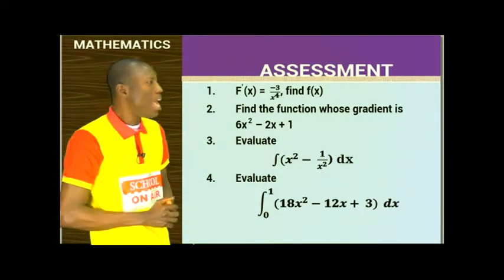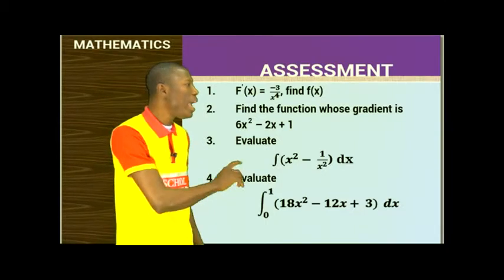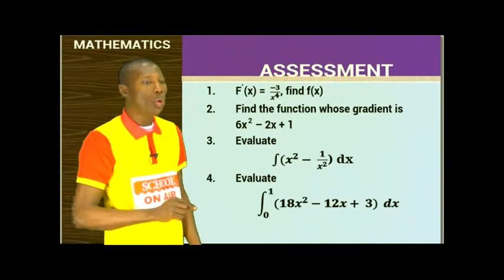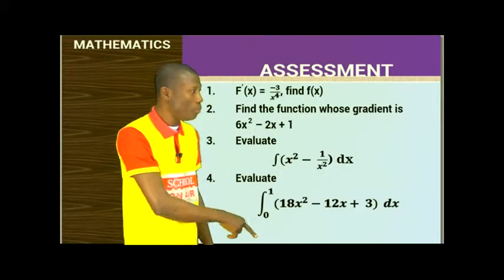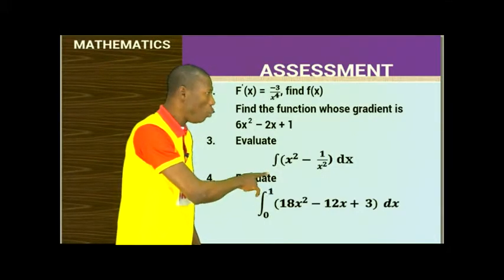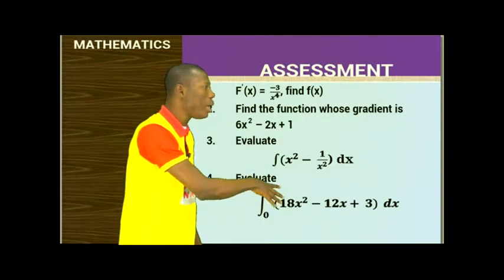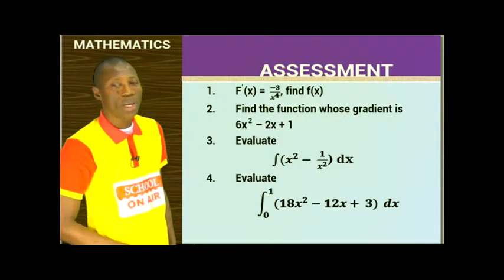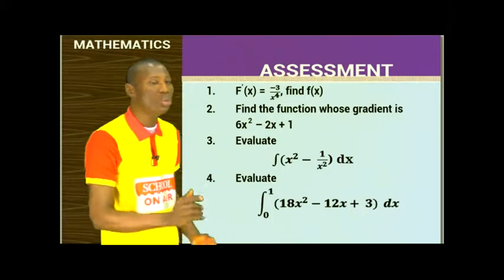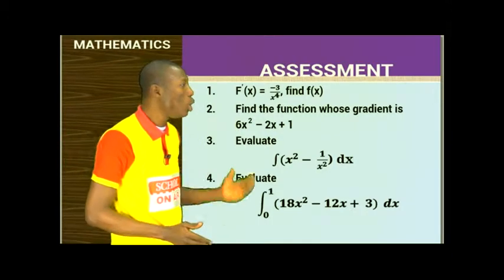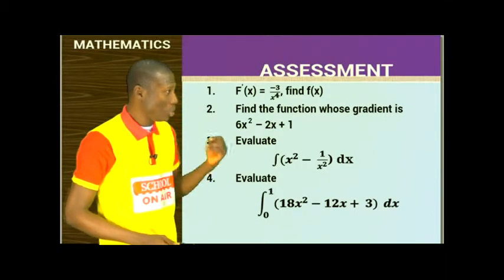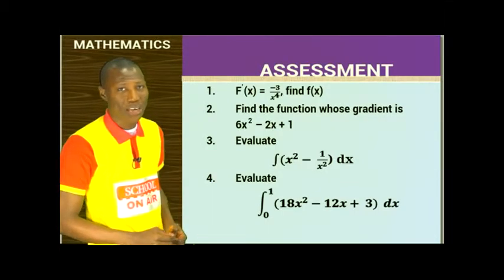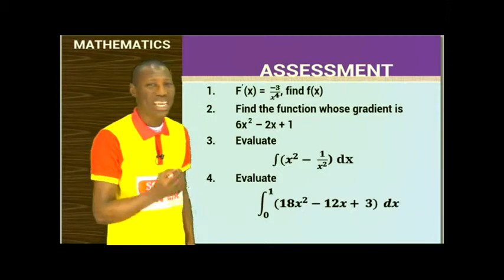Then the third one, evaluate the integral of x squared minus 1 over x squared dx. Then evaluate the integral from 0 to 1 of 18x squared minus 12x plus 3. And don't forget, I said something about definite and indefinite. If you look at all these questions, number 1 is indefinite, number 2 is indefinite, number 3 is indefinite, it's only number 4 that is definite. So in this number 4, I want to get a definite answer.